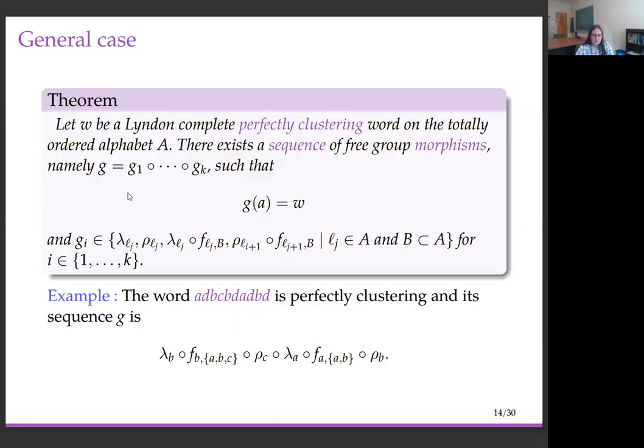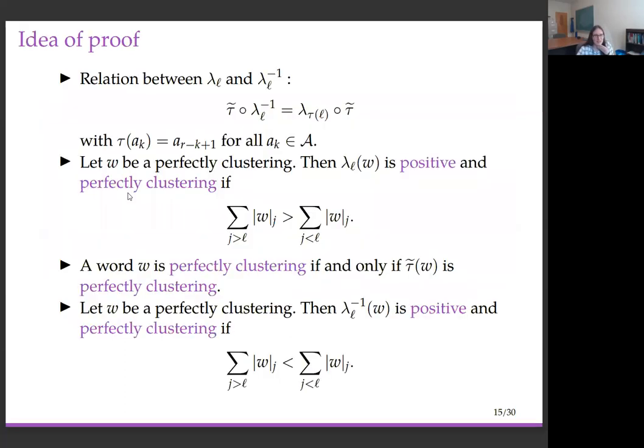So for the proof of that, there are many steps. I just want to briefly talk about the main steps and the main difficulties. First of all, even though lambda L and its inverse are inverse morphisms, I also need another relationship between both of them to complete the proof. And it's that if I compose them with tau, the reversal of the mirror image of tau, this is an antimorphism, I will get the other one on the reverse alphabet.